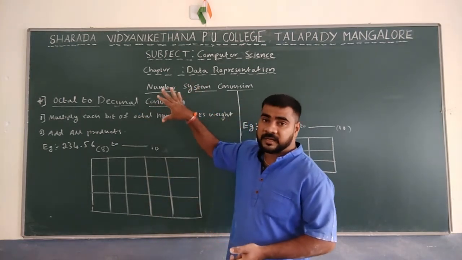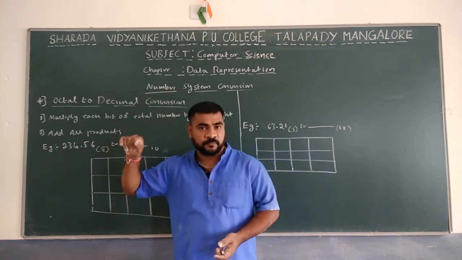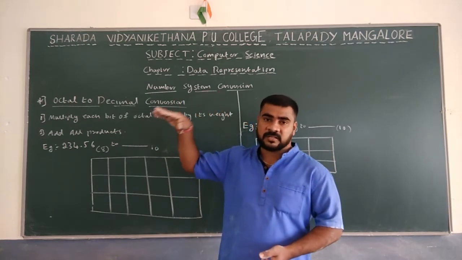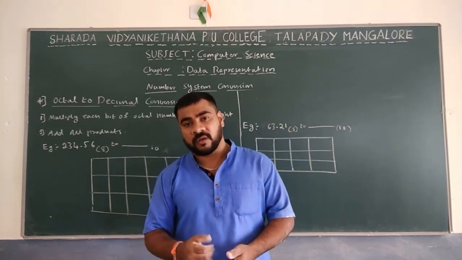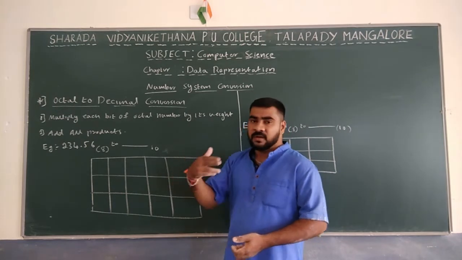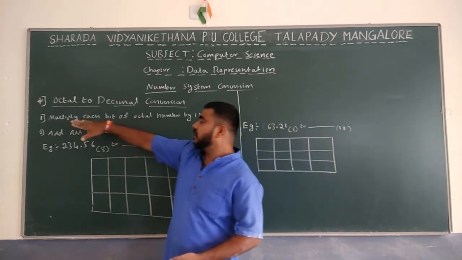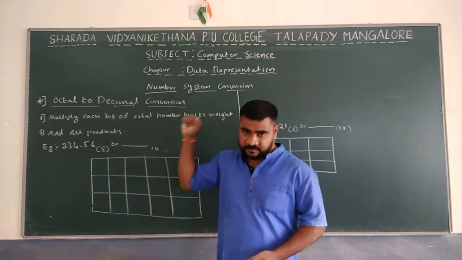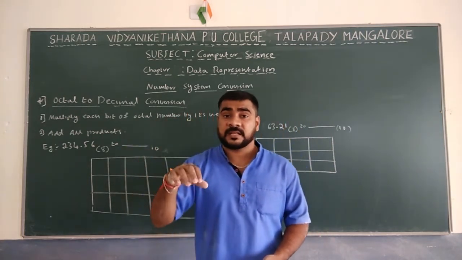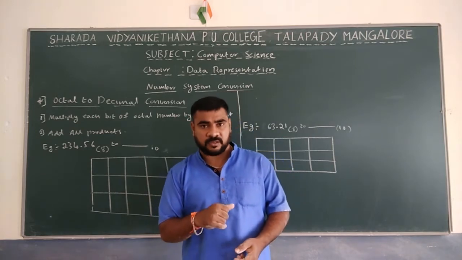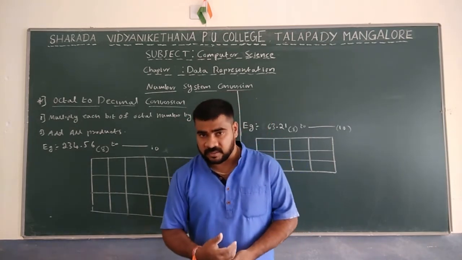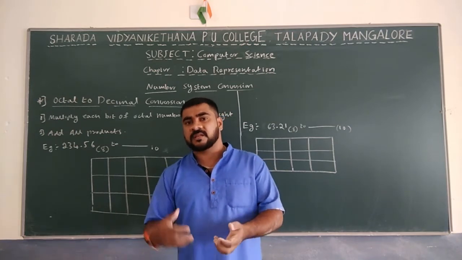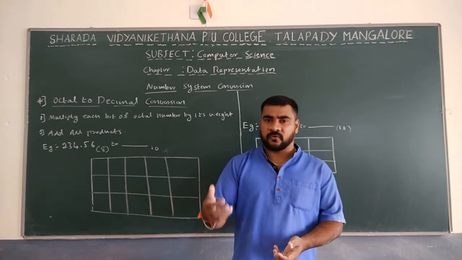How to find the decimal of an octal number. Here also there is one procedure, a simple procedure with only 2 steps. The procedure is to multiply each bit of the octal number by its positional weight. An octal number contains only the symbols 0 to 7. For example, if 432 is given, first we take each bit: 4, then 3 and 2.